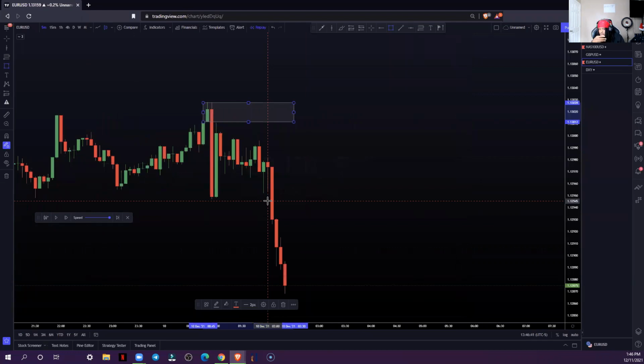Now, am I preaching don't trade these? I'm not preaching that. If you want to trade them, you can trade them. But me personally, if I see something like this, I'm probably not touching it. I'm not gonna lie to y'all.